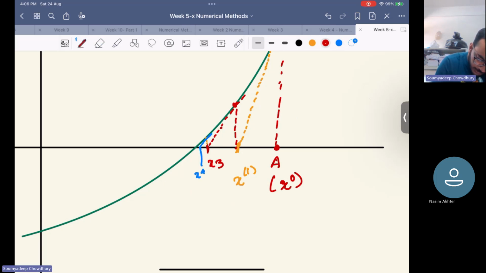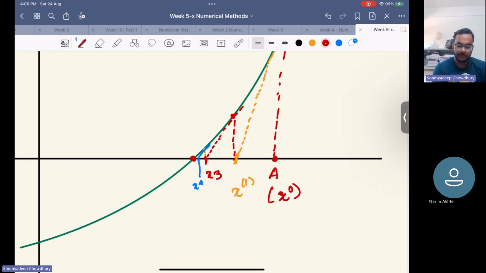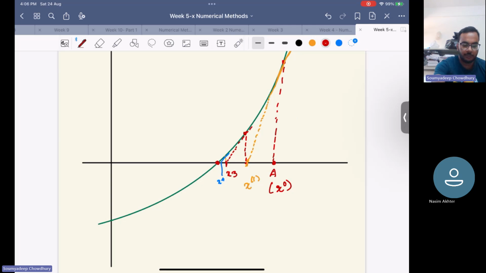And my root is here, right? So you can see from x0 to x4, we are gradually moving towards the root. Is it clear? The geometrical interpretation, how we are trying to approach the root. Yes, it is clear.